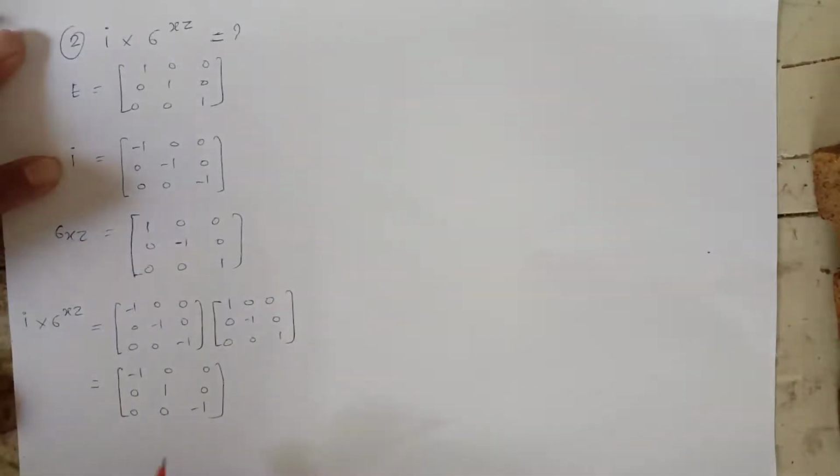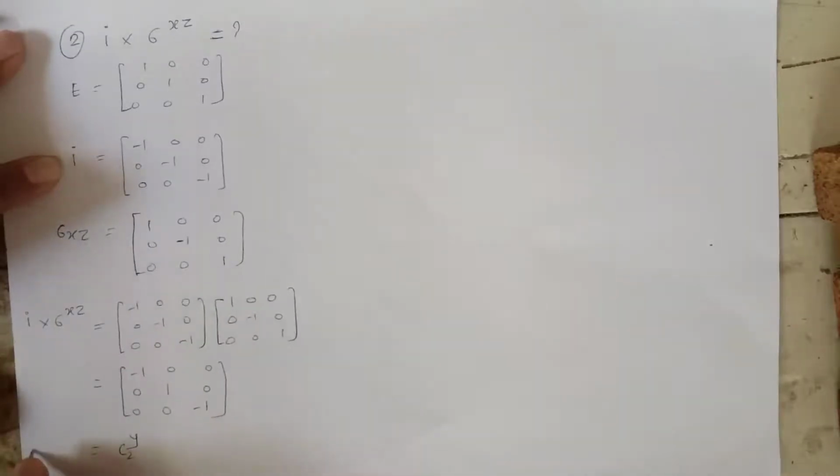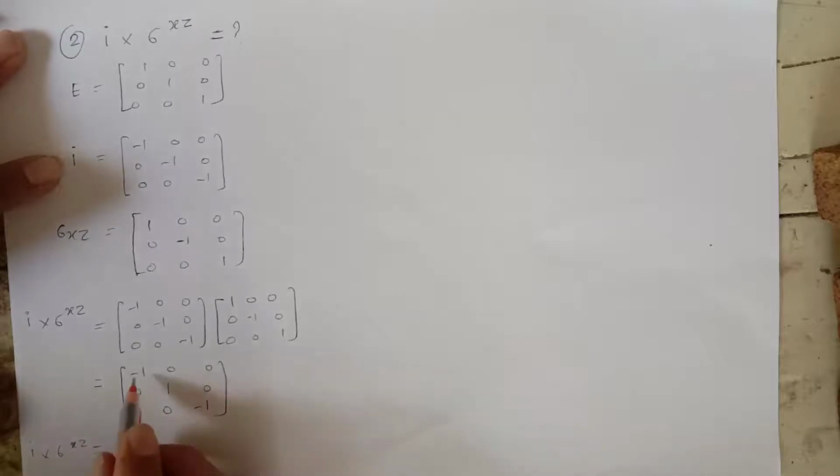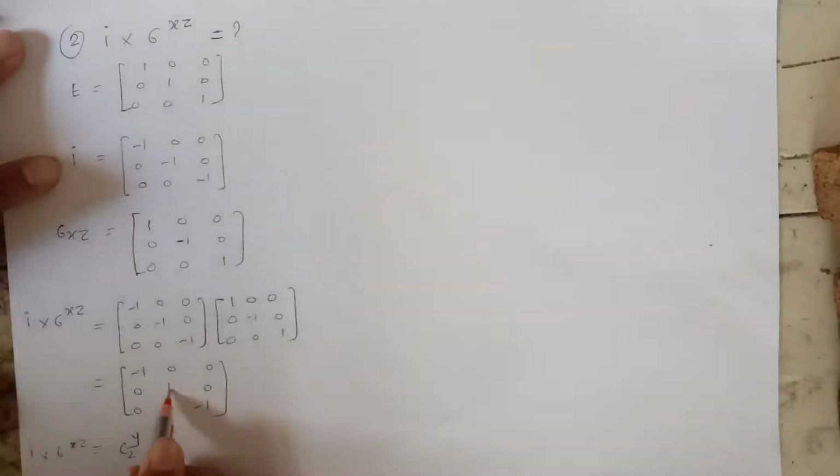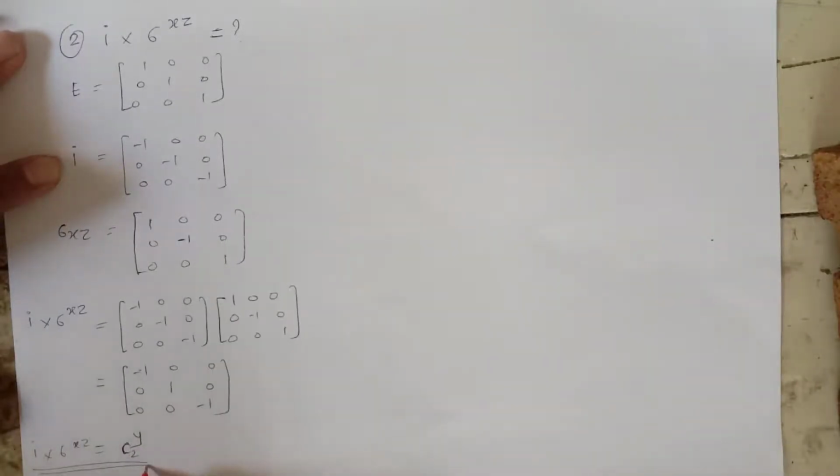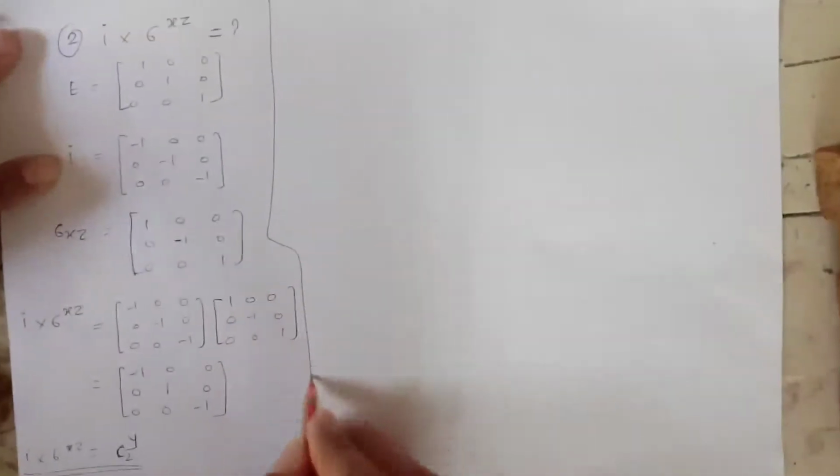Then what is here? X and z are negative, that means here C2y is there. What is here? C2y, the product of I into sigma xz. How is that C2y obtained? See here, x is negative and z is negative. What is remaining here? Only y. So you have to take C2y as the product. Then we see the next example.